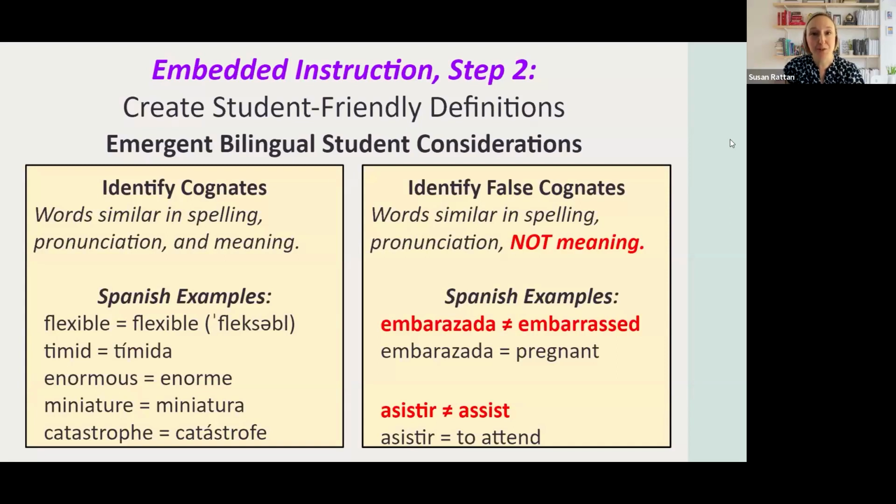Students could get confused by seeing a word that looks and sounds like a word they know in their first language, but has a very different meaning. So just identifying those ahead of time can really cut out a lot of confusion.